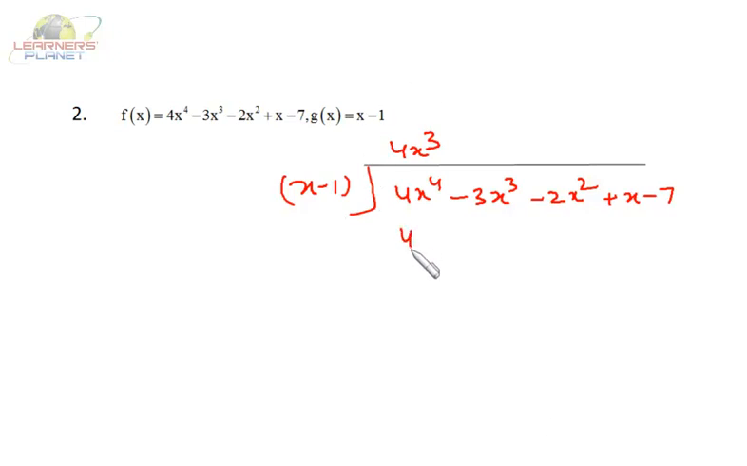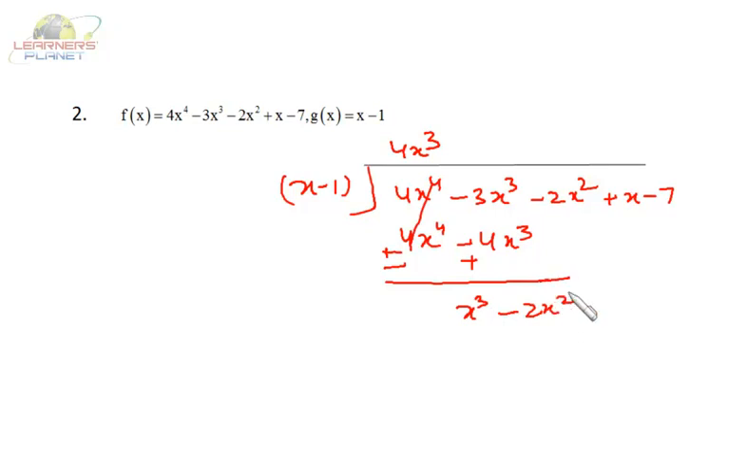is 4x4. Then 4x cube into minus 1 is minus of 4x cube. Now subtract this and change the sign. So it will get cancelled, and this is plus 4x cube and minus 3x cube. So we'll be having positive x cube.